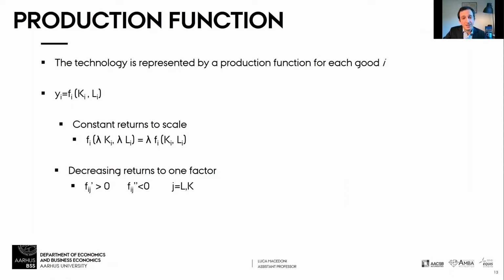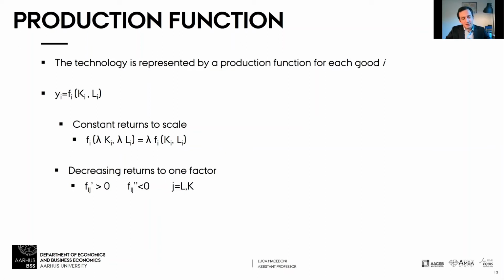However, it increases at a decreasing rate. So the second derivative is negative. Right? So this captures the fact that when you fix the number of units of capital that are available to workers, and you increase the number of workers, their product will increase, but each worker will be somehow less efficient than before.